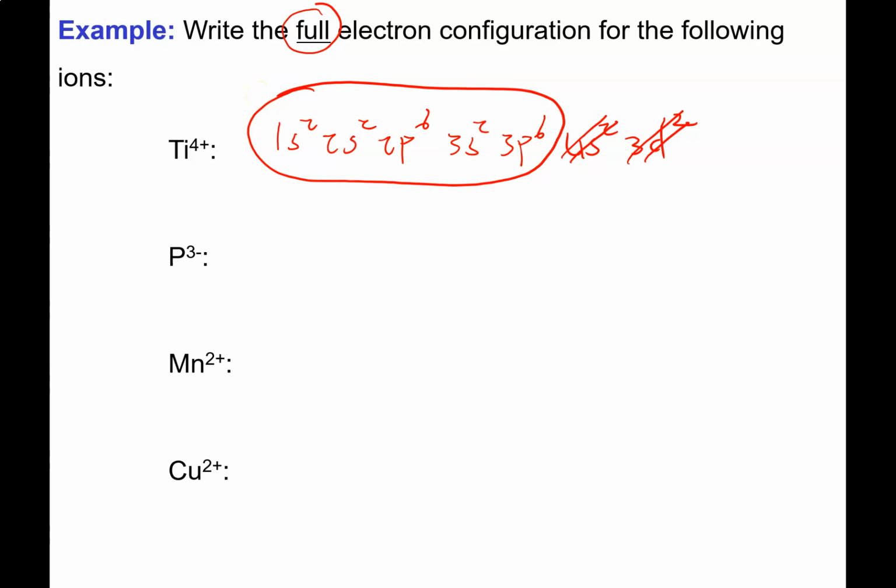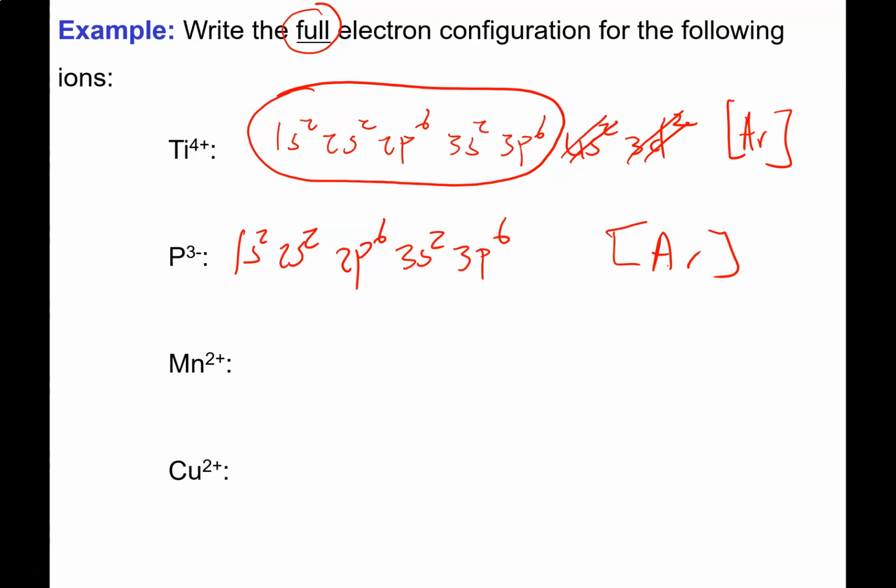And it's interesting that it corresponds to the electron configuration for argon. But I wasn't asked to write the condensed electron configuration, so I'm not going to do that. Here's phosphorus 3-, so I've got to add in some electrons this time. So phosphorus is element 15, 1s2, 2s2, 2p6, 3s2, 3p3 for the neutral atom, and then I've got to add in another 3 electrons, so that's going to become 3p6, which gives me the noble gas configuration of argon again.